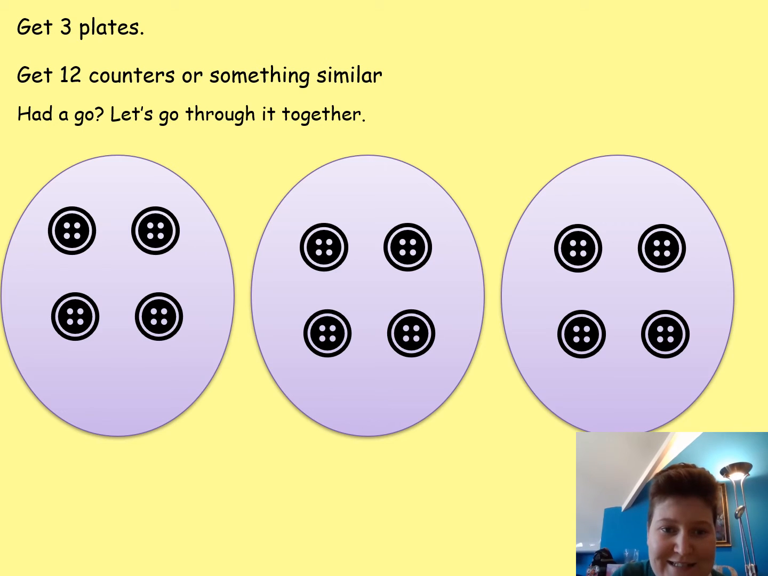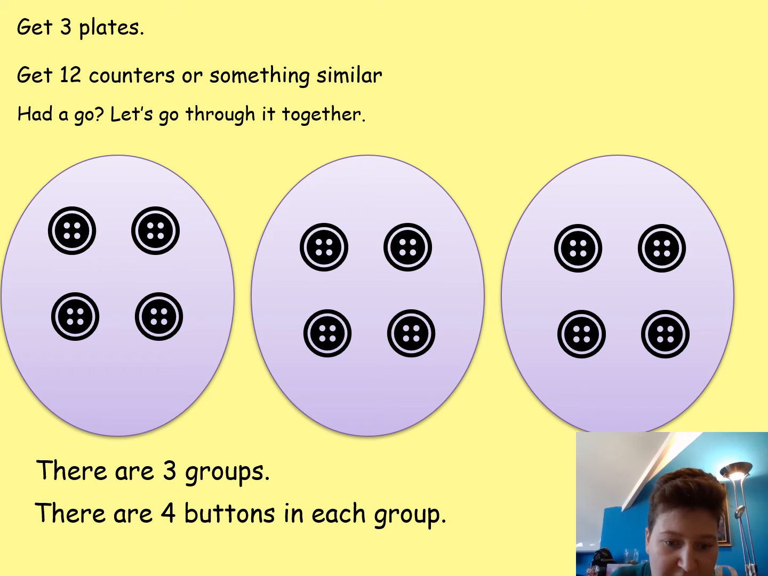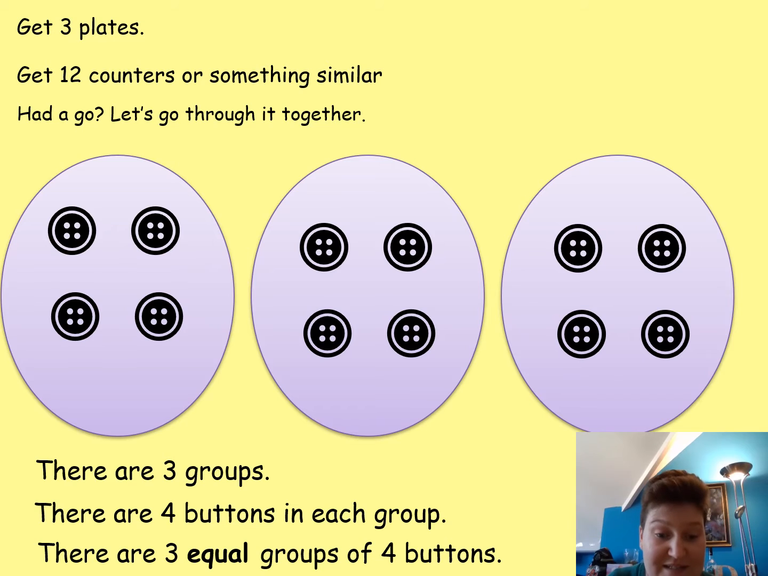So I have shared out my buttons equally. We've put them on the 3 plates equally. I did 1 at a time. How do we know it's equal, children? We know it's equal because each plate has 4 buttons. So there are 3 groups. We've got 1, 2, 3, and there are 4 buttons in each group. We'd say that is 3 equal groups of 4 buttons. 3 groups that have the same number of buttons.